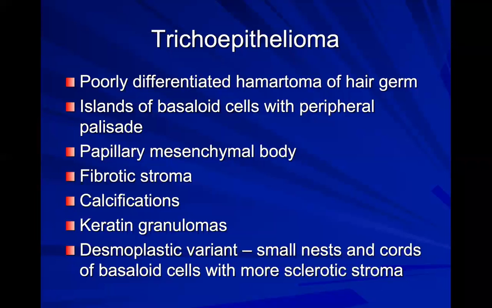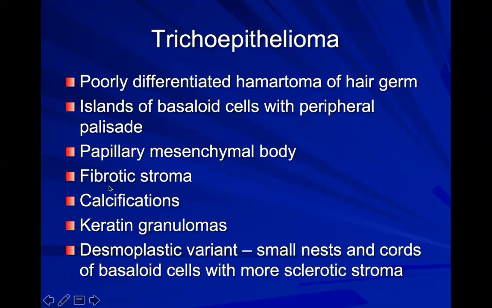And in this case, it's the hair germ. So what you're really doing is you're taking that matrical portion of the hair follicle and you're replicating the structure. That's your papillary mesenchymal body, as opposed to sort of replicating all of the follicular units or, you know, a whole section of skin. Now you're replicating just one structure. And so you'll get these islands of basaloid cells with the peripheral palisade, right, because of the follicular origins of it. And you're going to see these papillary mesenchymal bodies, which are going to remind you kind of that horseshoe matrical portion of the follicle.